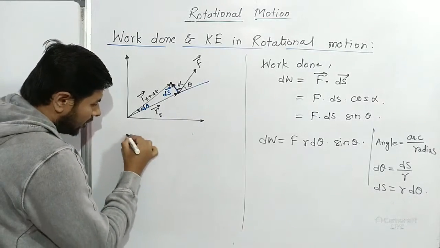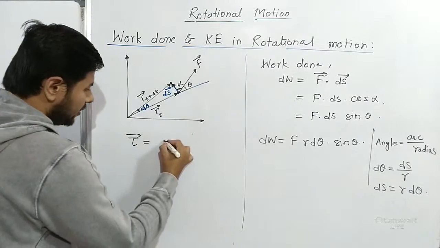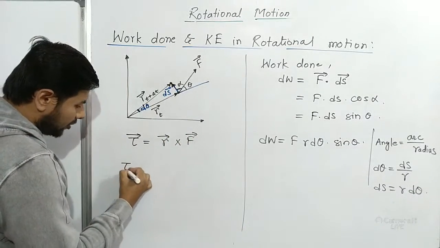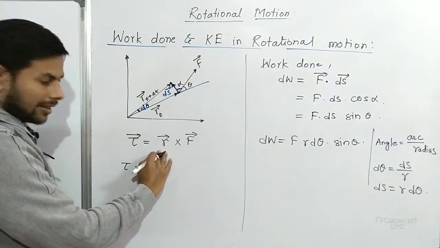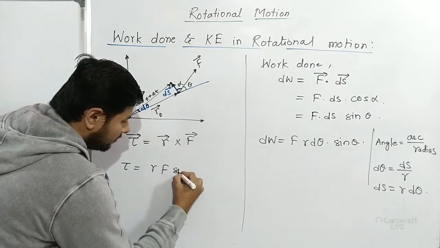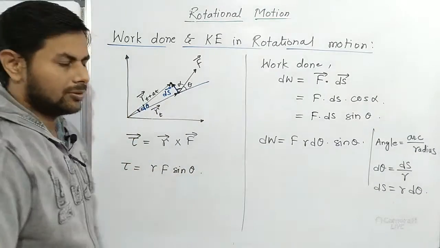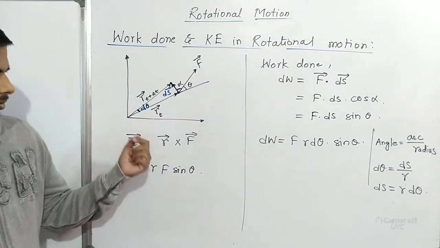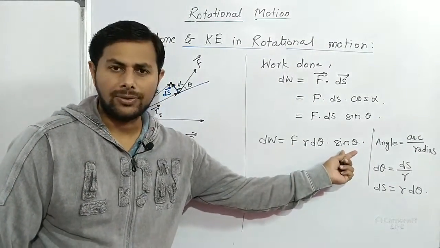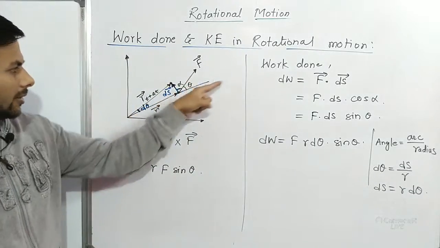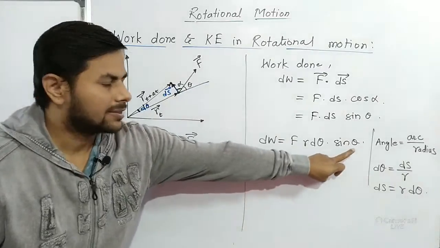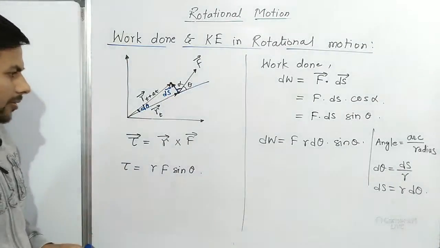So we know torque acting on a particle is the cross product of its position vector with force. So the magnitude of torque is just the magnitude of the first vector times the magnitude of the second vector multiplied by the sine of the angle between the two vectors. So we have r, F, and sine theta, where theta is the angle between r and F. I can represent this term F, r, and sine theta as the magnitude of the torque.